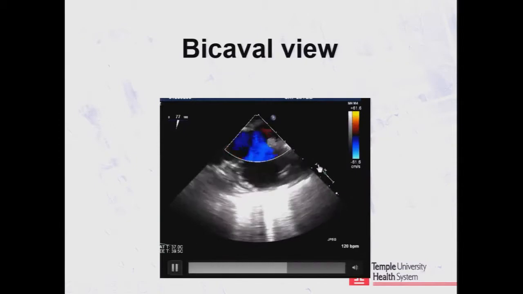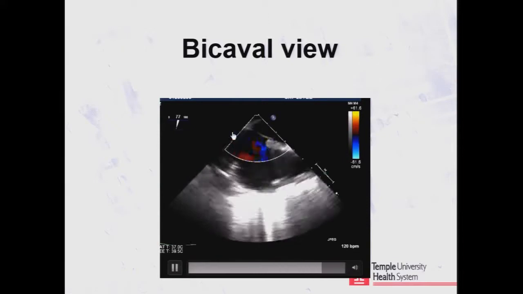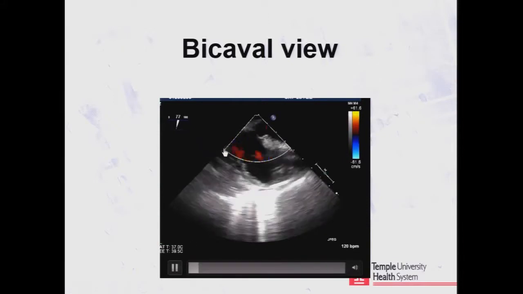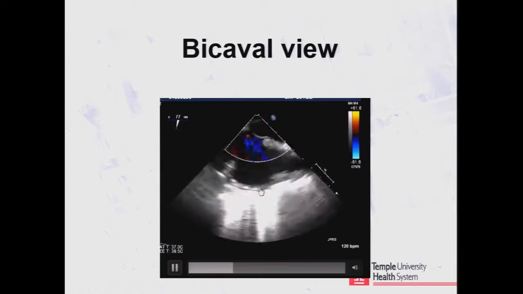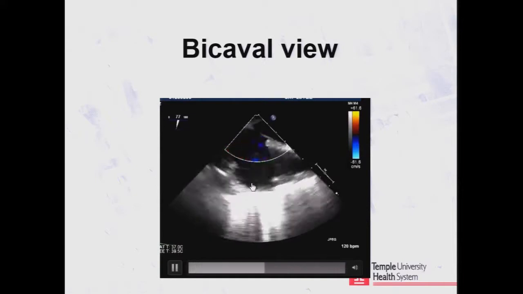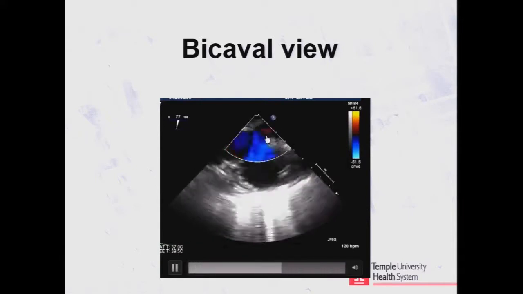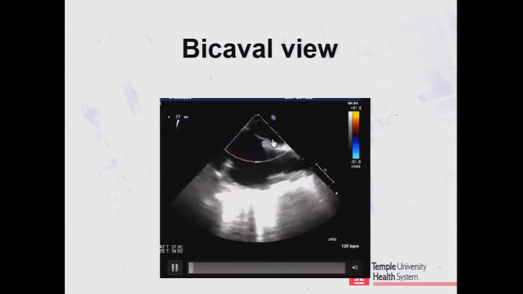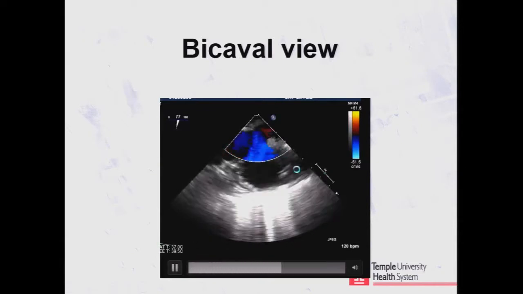This is the bicaval view. The superior vena cava is here. The inferior vena cava is here. This is the right atrial appendage. It's usually broad. It's not very distinct in many patients. And this is the area where a PFO would be seen. Interestingly, you can kind of see in this patient that it's tacked down. So even though it's mobile, it doesn't look like this patient has a PFO.